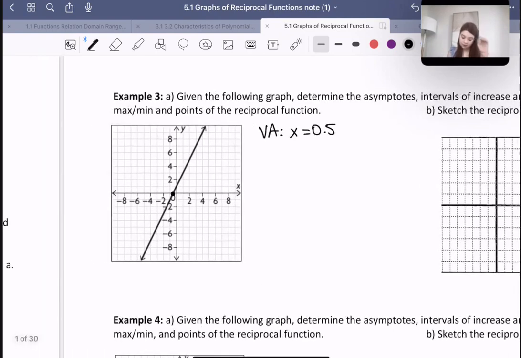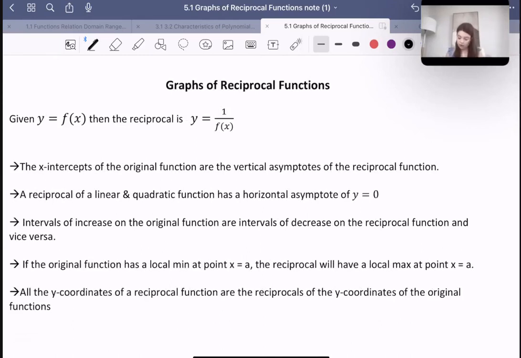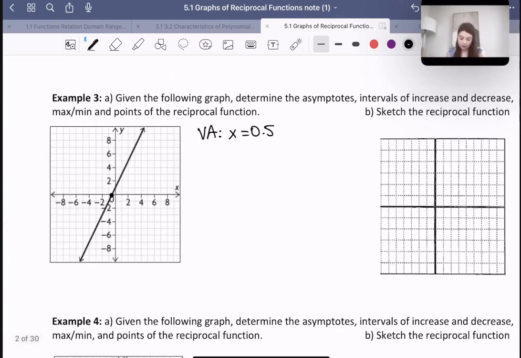The next point says a reciprocal of a linear or quadratic function has a horizontal asymptote of y equals 0. Well, they didn't actually tell us explicitly that this is a linear function, but it is a line, and all linear functions or linear relations express lines, right? And this is a line, and so yes, this is a linear function, and we can conclude that we do have a horizontal asymptote of y equals 0. Or same thing, if this looked like a parabola, we could say, oh, there you go, that's a quadratic function, so therefore the same thing applies.